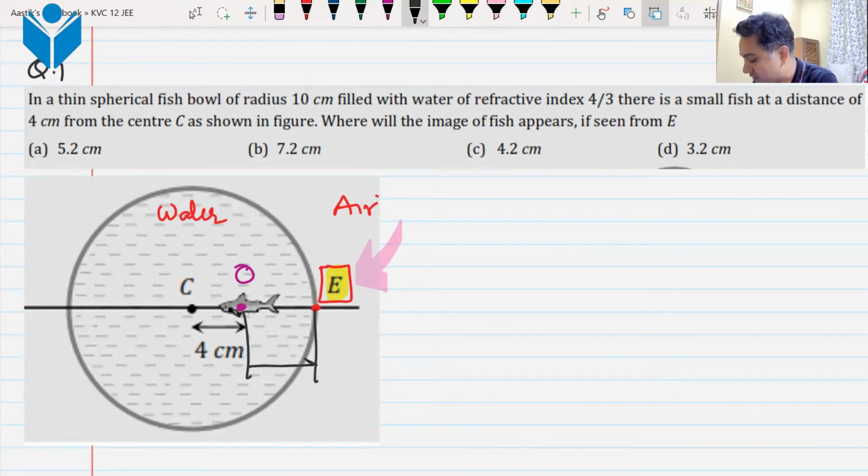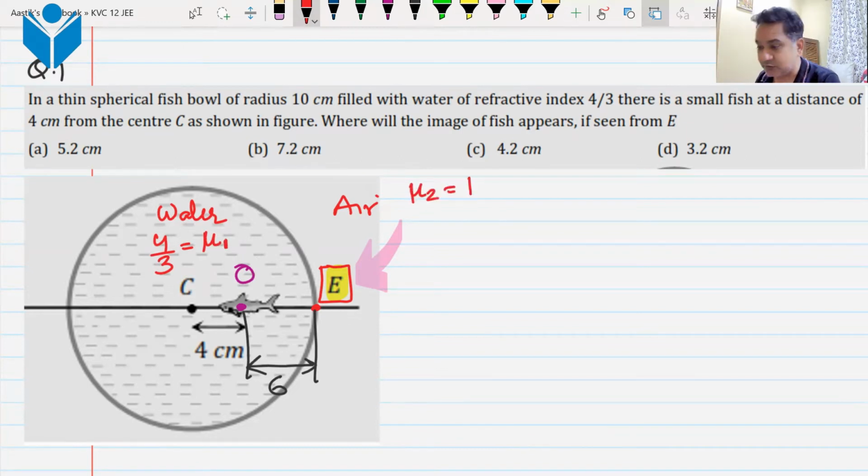What is the distance of this? Because I'm watching it from this side, from the side of E, what is the object distance, my dear friends? 6. The object is placed in water, so 4/3 is where the object is placed. So 4/3 becomes your mu1. We understand this? Yes, sir. Mu2 is where I'm watching from, the refracted medium. So mu2 becomes 1. Yes or no? Yes, sir. If I understand this, then I am okay to solve it.